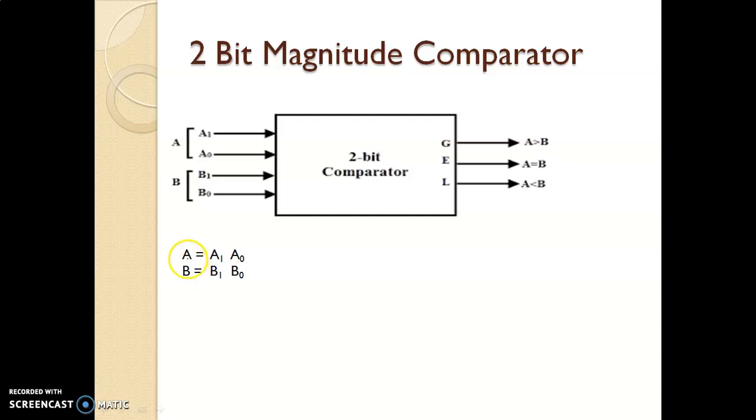Your A and B are A1 A0 and B1 B0. This is your MSB bit, and this is your LSB bit for A, and this B1 represents your MSB bit of B, and B0 represents your LSB bit of B. So when can you say that A is equal to B? A equal to B when this A1 is equal to B1, isn't it?